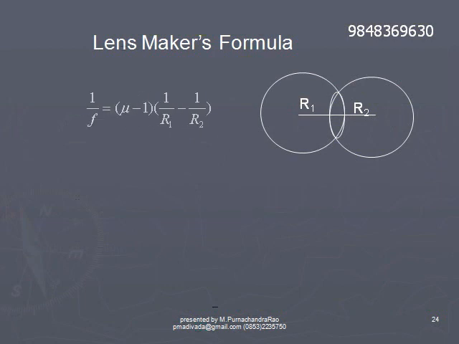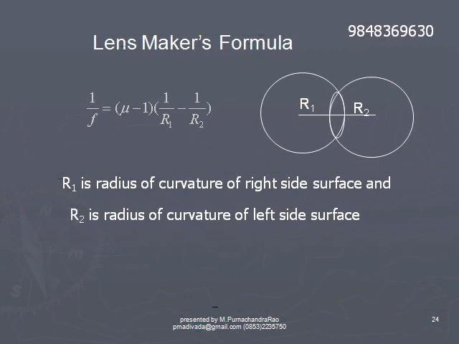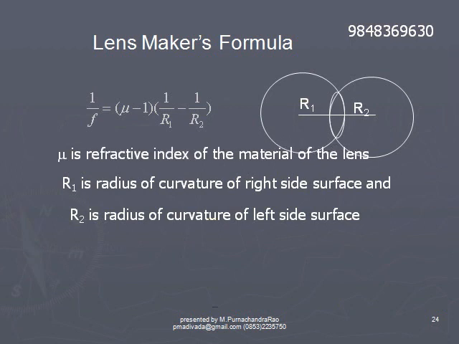Now if the material is of refractive index mu, then the focal length of the lens is given by the relation 1/f = (mu - 1)(1/R1 - 1/R2). This is known as lens maker's formula. That means for making a lens, if you know the radii of curvature and the refractive index of the medium, you can say the focal length of the lens prepared. So this formula helps us in finding the focal length of the lens.